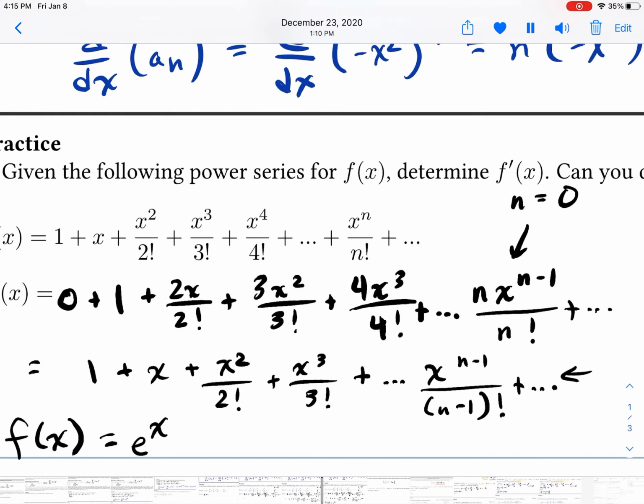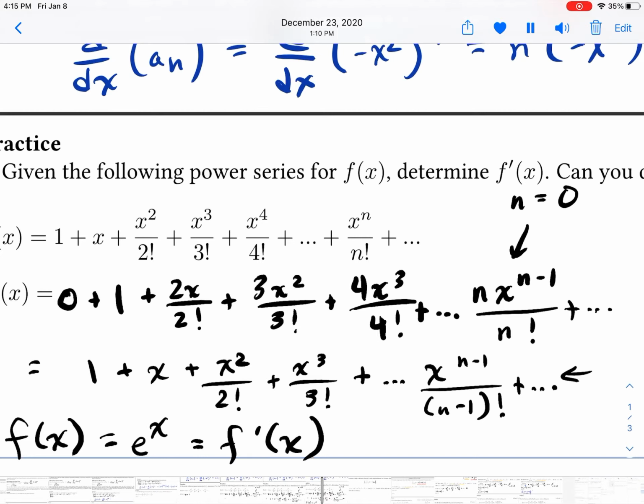Although it looks a little bit different here, that's simply with us starting at n is equal to 1, and the original series with us starting at n is equal to 0. But they're the same exact series. And what's the function that we know whose derivative is exactly equal to itself? It's e to the x. It's the same thing as the series for f prime of x, which I think is pretty neat.